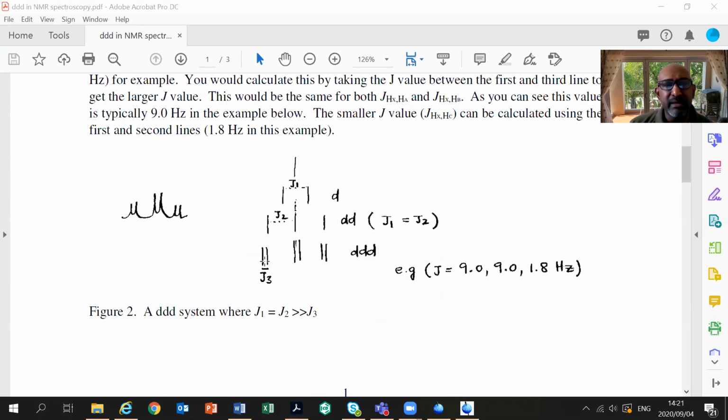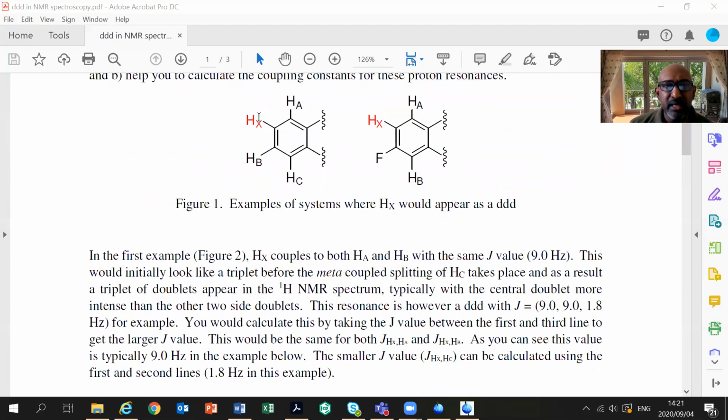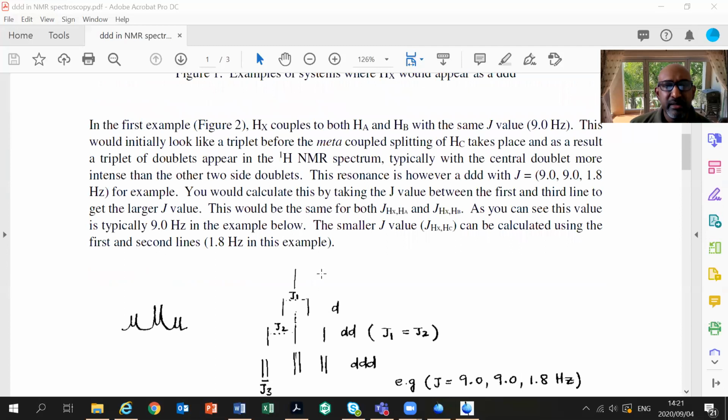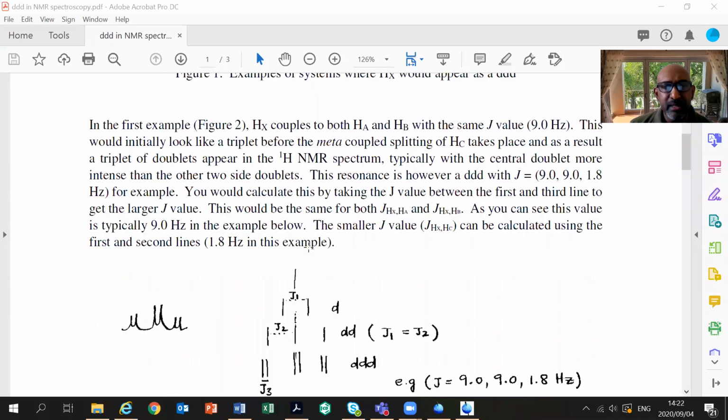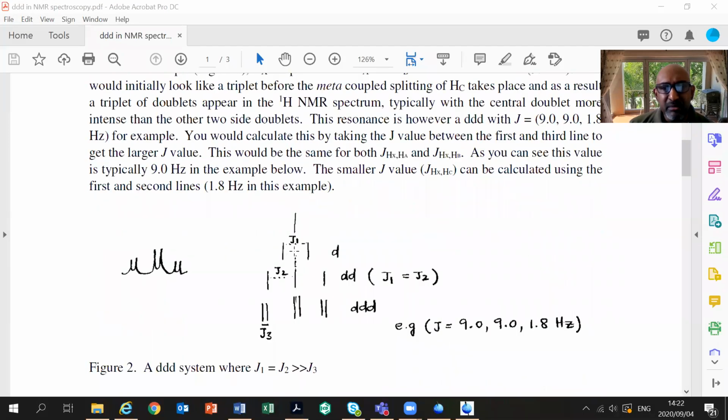Now, have a look at this diagram here that I have. It's very badly handwritten. I have a signal for a proton. Imagine this is your HX signal, right? So that's your HX signal here that I have. And then I'm going to split it by the first proton, maybe HA, with the 8 Hertz coupling. And that, if you can imagine, it's 9 Hertz, right?